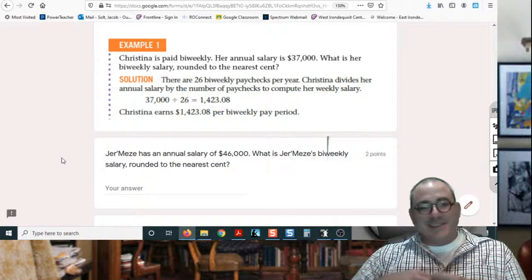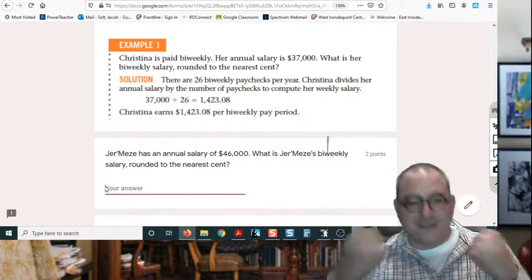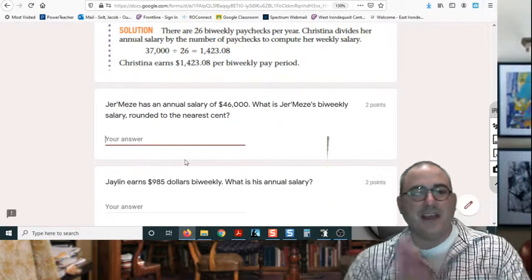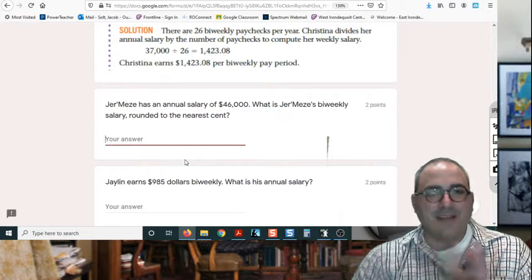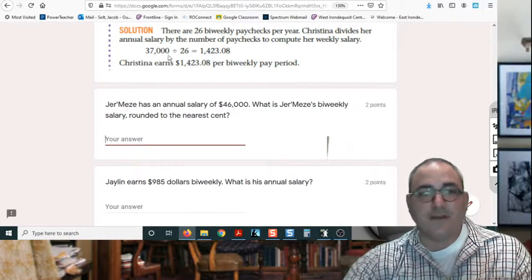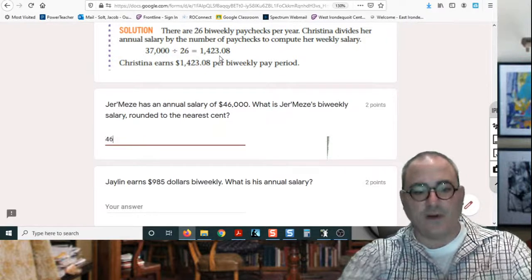Great. You paused. You tried on your own. Good for you. You're using those math muscles. You're doing some of the exercises yourself, building that math brain. All right, it's going to be very similar, because the annual salary we divide by 26, we get the biweekly. So it's fairly straightforward.